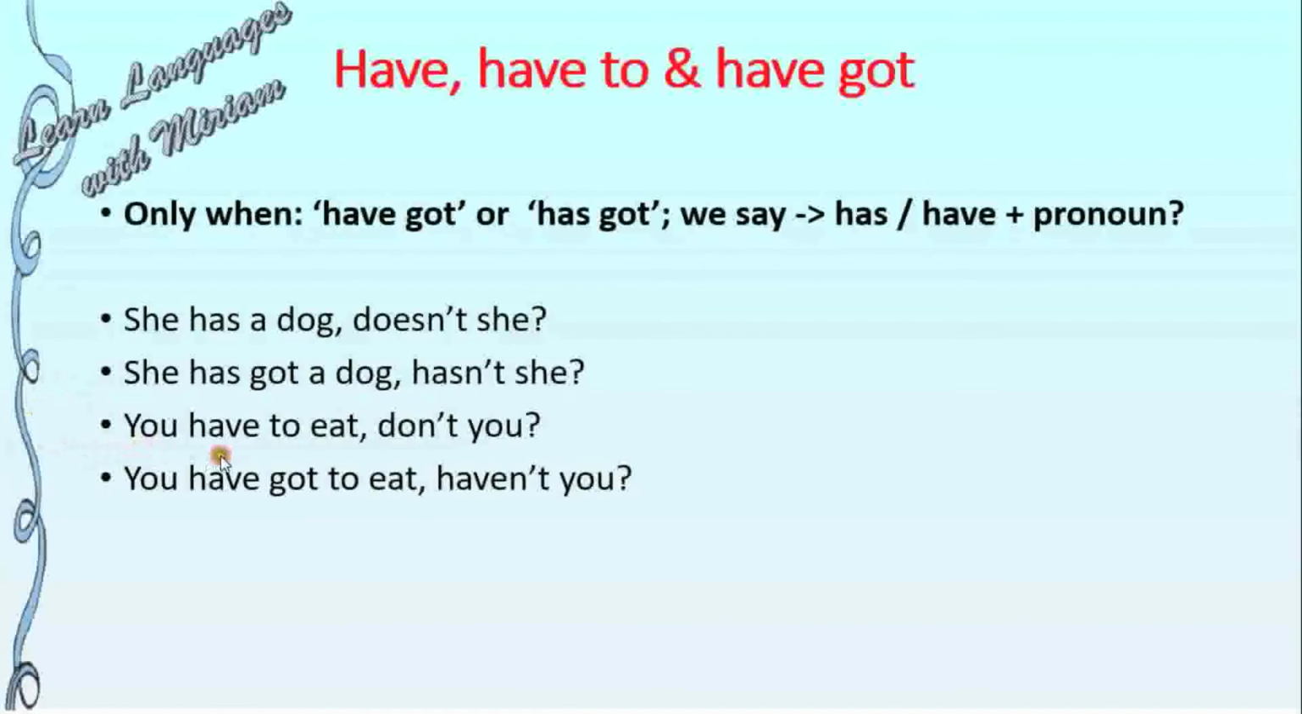Or you have to eat, don't you? Here we don't have got, so we use don't. Another example, you have got to eat, haven't you? Here we have got, so we can use have. Here, haven't.